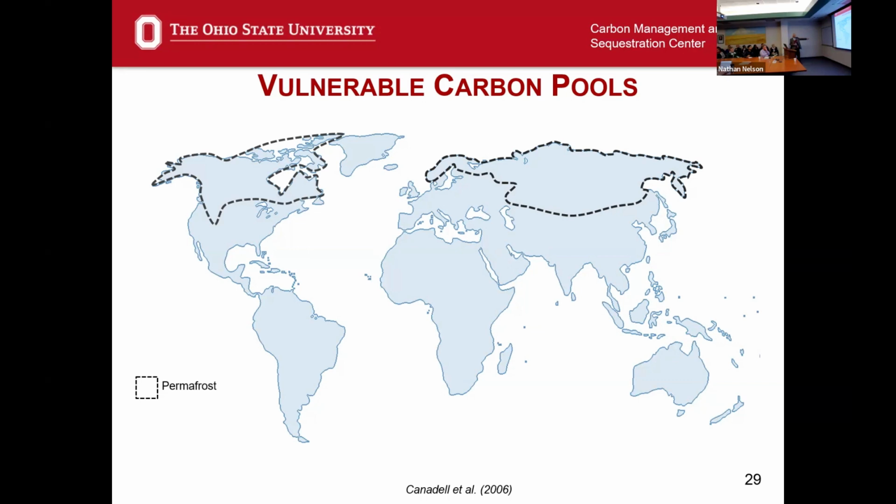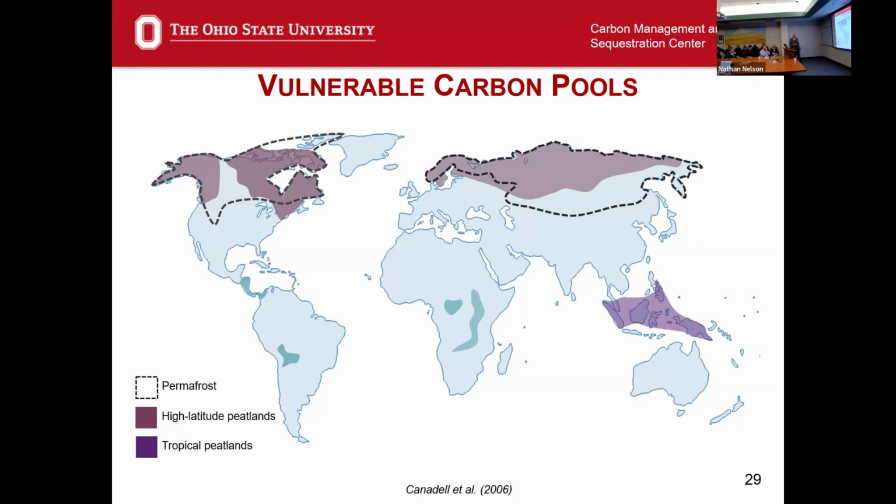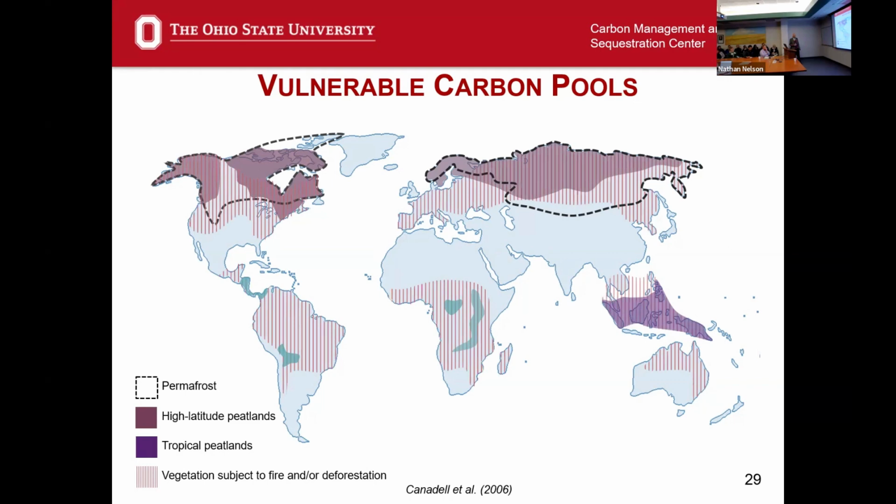High latitude is another area which contains more carbon, the boreal region, the temperate region. And if climate change happens, they will become vulnerable also. Tropical peatlands, large carbon, can decompose by climate change. And then of course the vegetation, which is subject to deforestation, especially the forest in the tropical regions. So if we know this, we can really talk to policymakers about where we should do what, so that we can protect these resources.